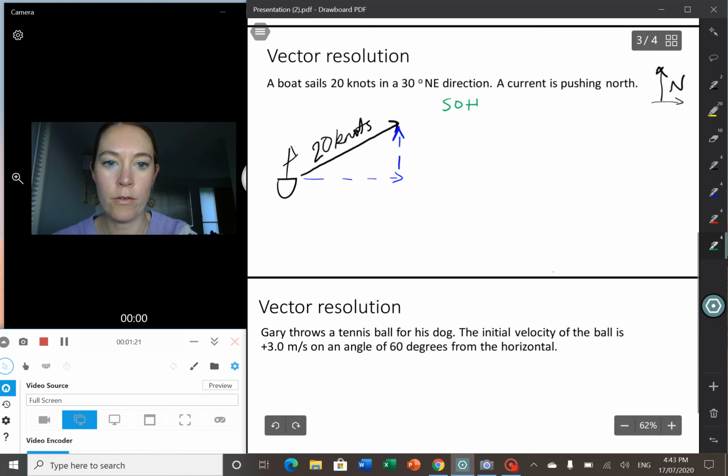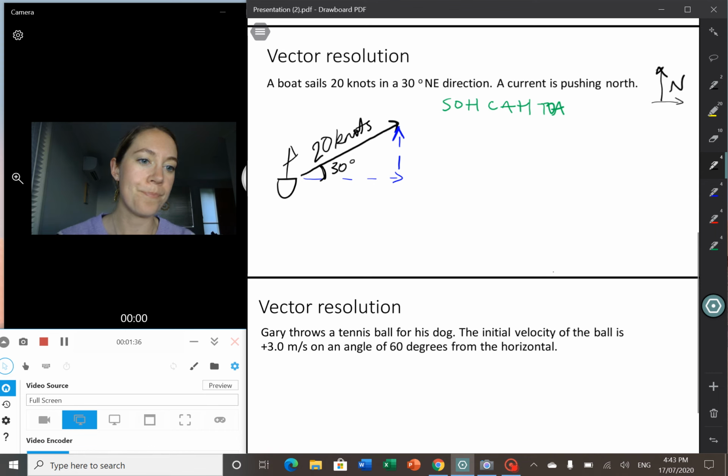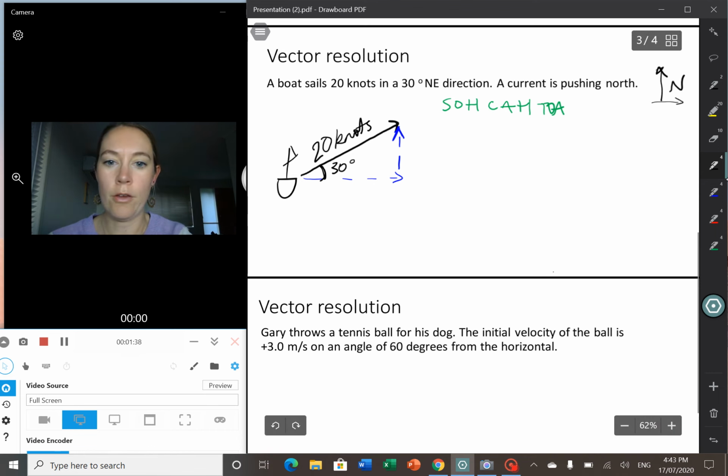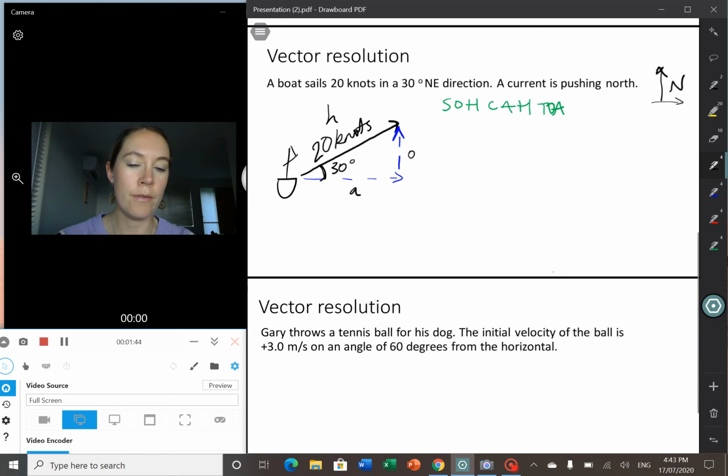So I've got SOHCAHTOA, and I also left out of my diagram just then, I also have the size of the angle there, 30 degrees. Okay, so that makes this our adjacent side, and this is our opposite side, and this is our hypotenuse. So in order to find the opposite side, I'm going to use sine.